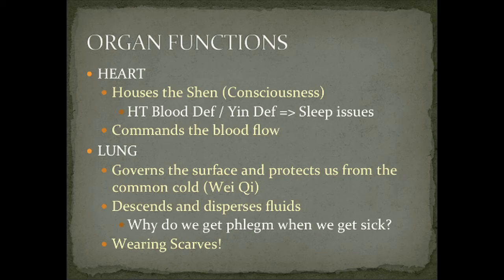The lung. It governs the surface and protects us from the common cold. In parentheses there, I wrote Wei Qi. What kind of Qi is that? Anybody remember the English? It's immunity, but it's the protective or defensive Qi. The Qi that circulates at the surface of our body and prevents us from being attacked by the elements, from the weather.